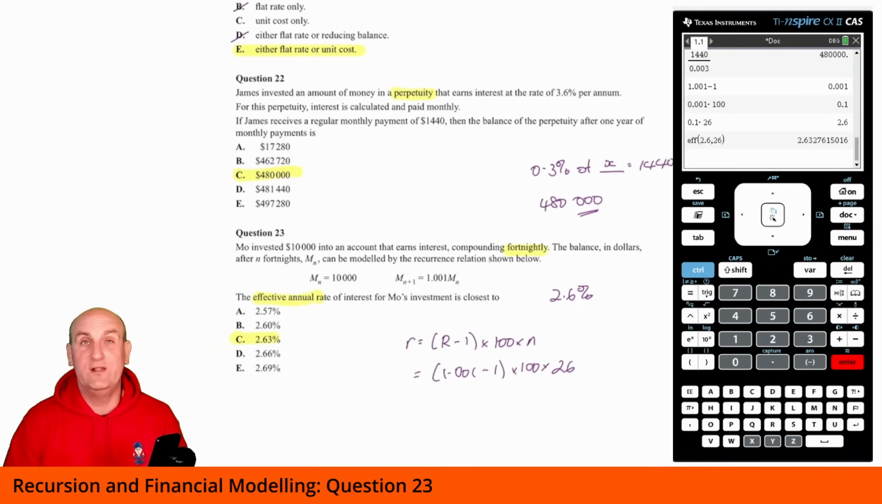All right. And again, whenever you see those type of questions, make sure this is in your summary book. It's really, really helpful, where little r is your annual interest rate, capital R is this value here, and N is your number of compounding periods.